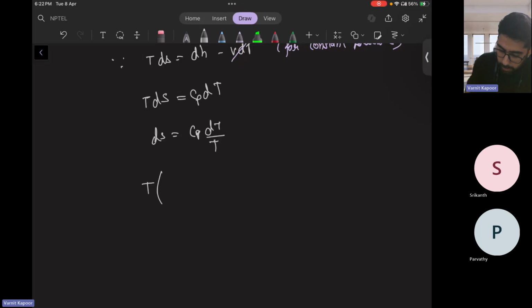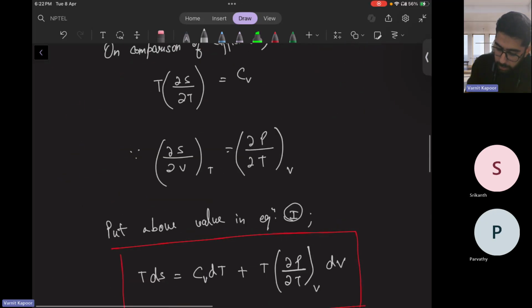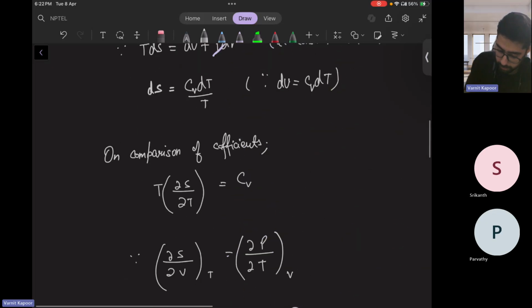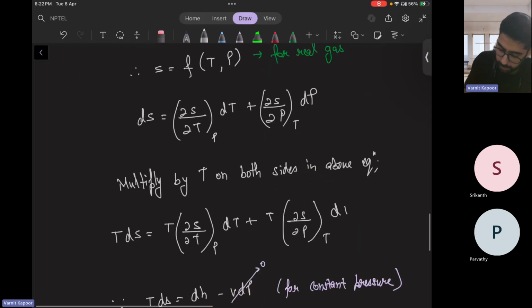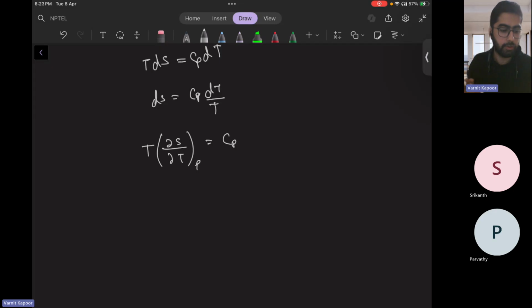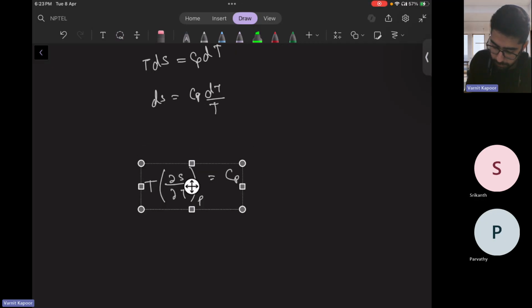Okay. So on comparison of coefficients, like we did here, T dou S by dou T is equal to CV, dou S by dou T at constant volume earlier. Sorry, I missed this constant volume. And here it is dou S by dou T at constant pressure. So T dou S by dou T at constant pressure is nothing but Cp. Okay, you got the first coefficient. Similarly, from the Maxwell relation, okay, I should write here on comparing the coefficient.